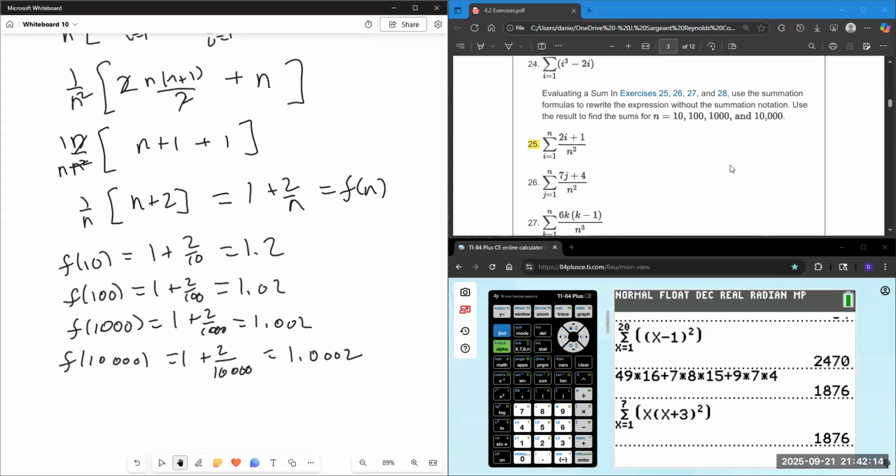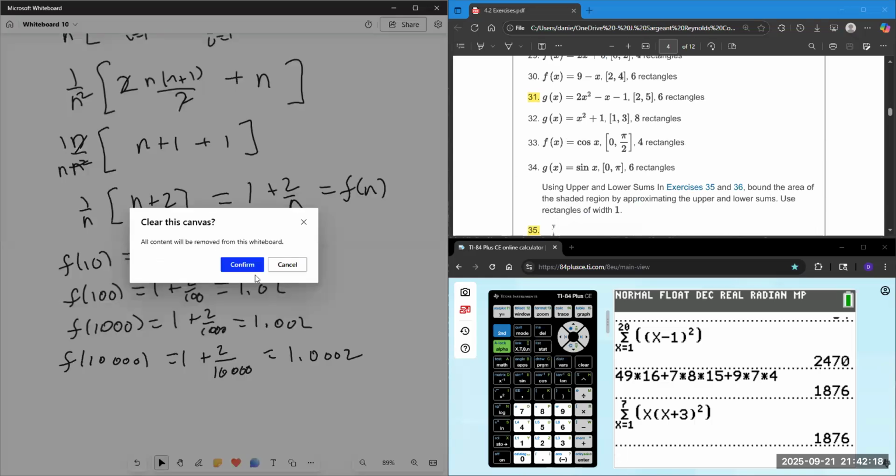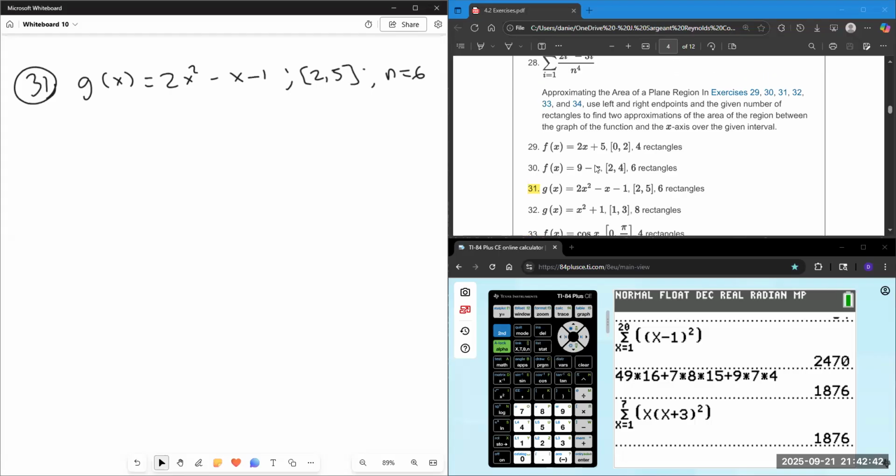So now at number 31. g of x is 2x squared minus x minus 1. We're given the interval of 2 to 5, and we're told to use 6 rectangles here. And we are to estimate the area, finding the lower sum and the upper sum.